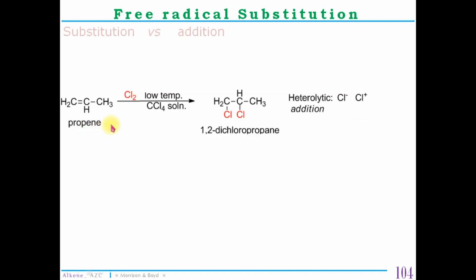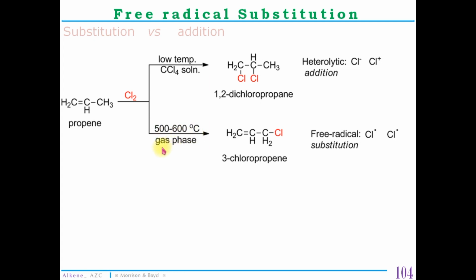When propene is reacted with chlorine gas at low temperature, we will get 1,2-dichloropropane, an addition product, where there is heterolytic addition, meaning chlorine breaks heterolytically. However, if the same reaction is performed at higher temperature in the gas phase, 3-chloropropene is formed, which is a substituted product, where there is free radical substitution, and chlorine breaks homolytically.